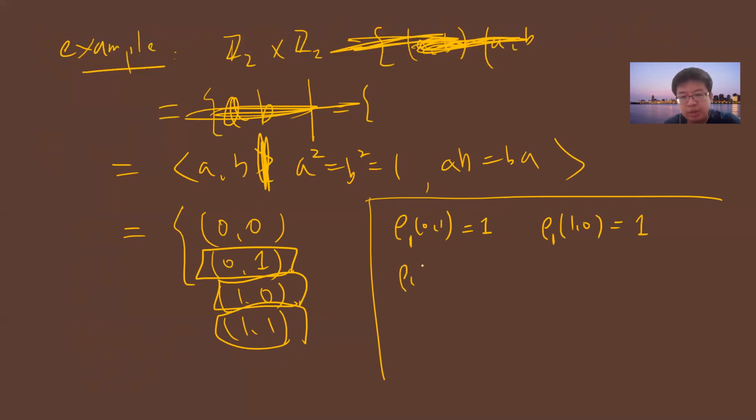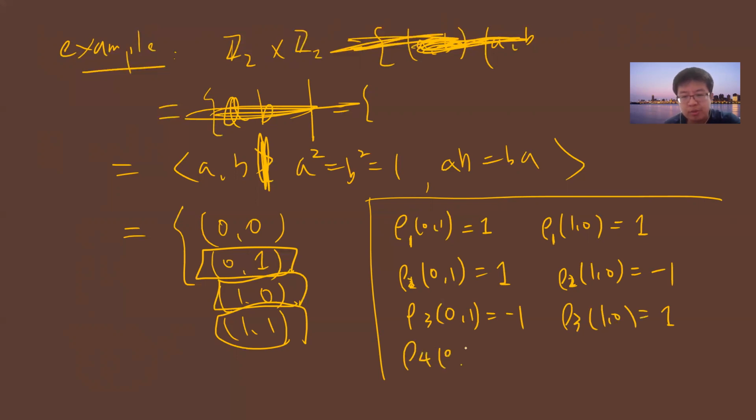And the second representation can map (0,1) to 1, and (1,0) to the two roots of unity, which is -1. Okay. And the third one is basically, let's say rho 2. Okay, so the third one maps (0,1) to -1, and (1,0) to 1, right? And the fourth one maps (0,1) to -1, and (1,0) to -1, right? So exactly there are four of them, right?